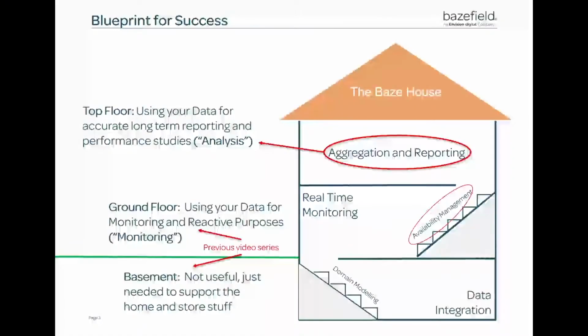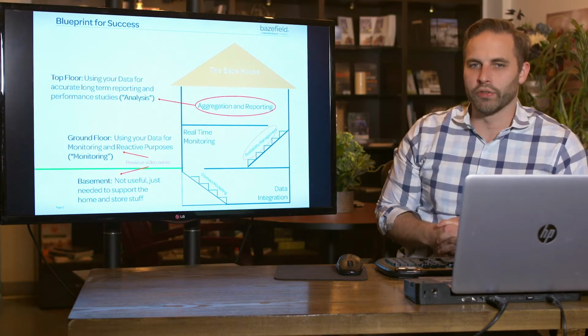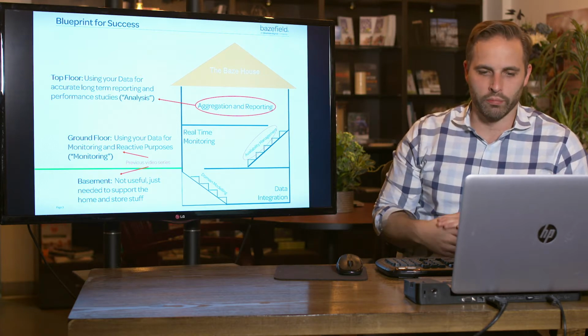If we go back to the Baze house, which you saw in our video series one, we're now looking to move up from that real-time monitoring sense to more of an aggregation and reporting sense. So it's more for asset managers to know what their availability is, how much lost energy they've had over a certain period of time, and how much production they've had over that period.